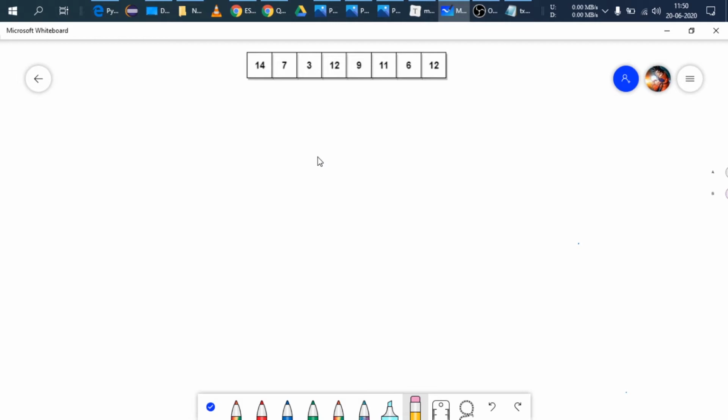So we know what quicksort is. We select a pivot element. In this case, we'll select 12 as the pivot element. We'll divide the array into the left and the right subarray on the basis of this pivot element. Elements up to 12 will be in the left subarray, and elements from 9 to 12 will be in the right subarray.